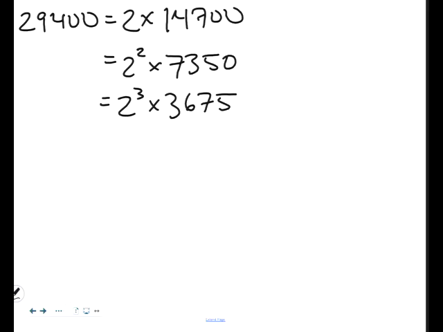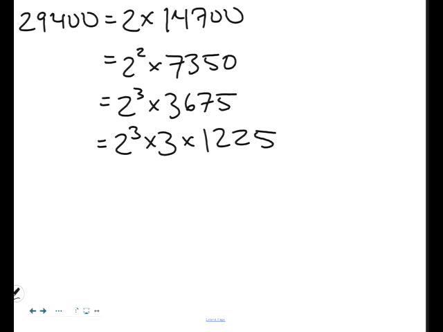Okay. Is 3675 divisible by 2? No. So are there any more 2's for us to pull out? Nope. So we go to the next prime number. And what's the next prime number after 2? It's 3. Okay. Is 3675 divisible by 3? Yes, it is. Okay, so we can pull out a factor of 3. So we'll have our 2 cubed times 3. And what do we get left if we pull that 3 out? We get 1225.